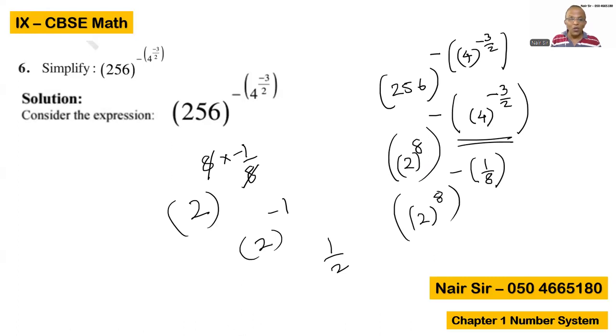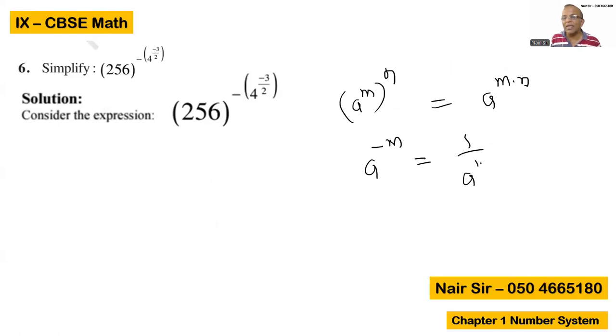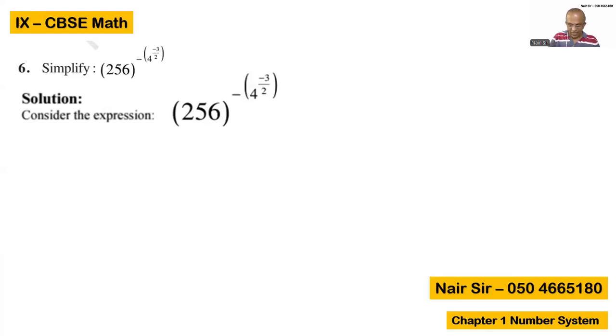Now, what all did I tell you? I told you that I'm going to use the formula a raised to m raised to n equals a raised to m into n. That was the first formula. And the second formula, a raised to minus m is equal to 1 upon a raised to m. Now, let us see how to write this whole thing across.